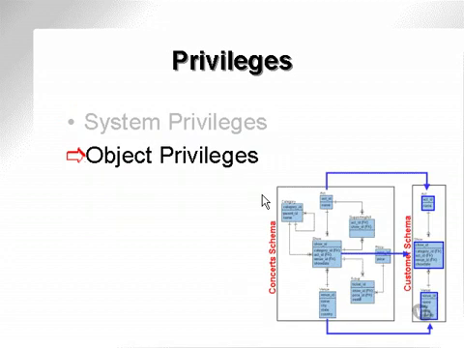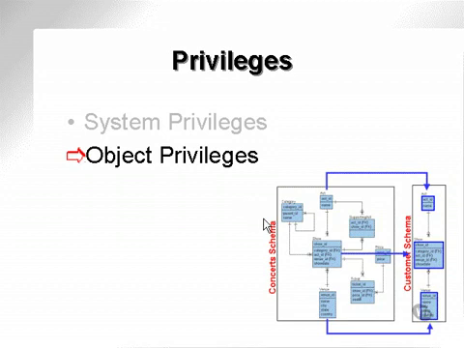Object privileges. An object privilege really is different to a system privilege in that it allows access to objects between different users. So where a system privilege allows a user to create a database object, an object privilege allows access to an object which is already created in the database.